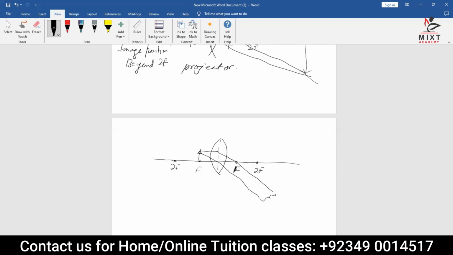So first thing first, object position at F, image position? Yes, what is the image position now? Sir, there is no image position. No, there will be an image because mathematically we believe that two parallel lines will meet after some time. They meet at some point.